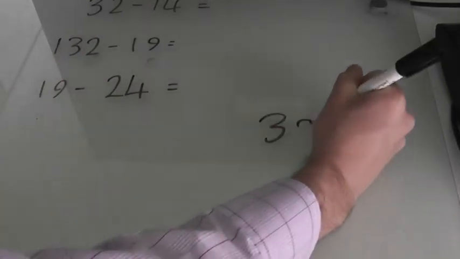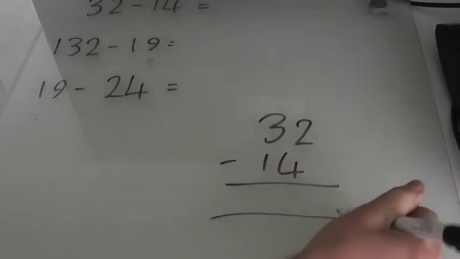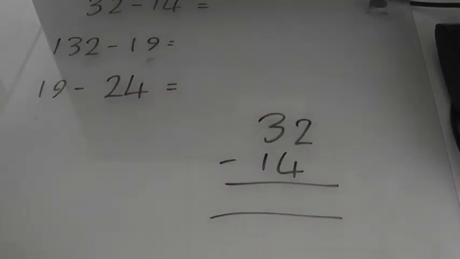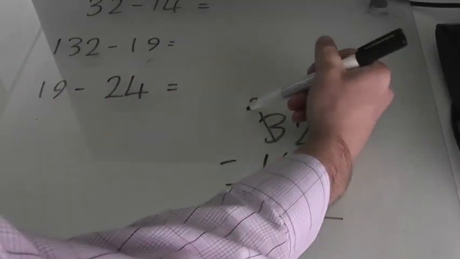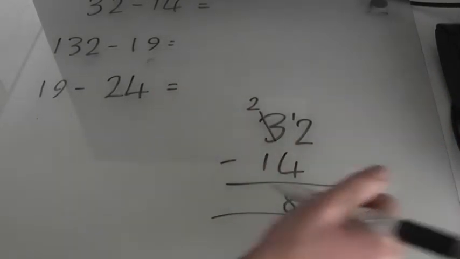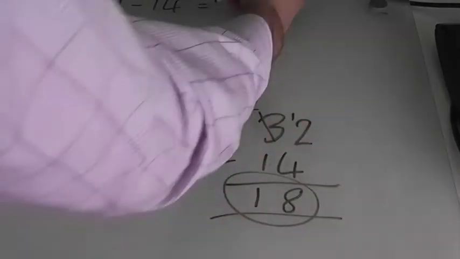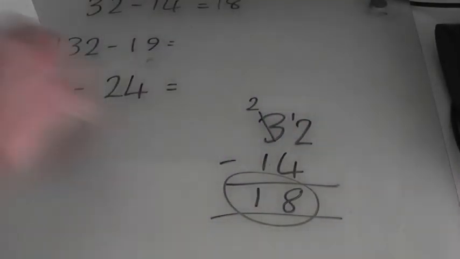Right, let's have a look at the first one. 32 take away 14. Look, everything's lined up correctly. 2 take away 4, can we do it? No. So we cross that out, put a 2, carry the 1. 12 take away 4 equals 8. 2 take away 1 equals 1. So our answer for that one is 18.